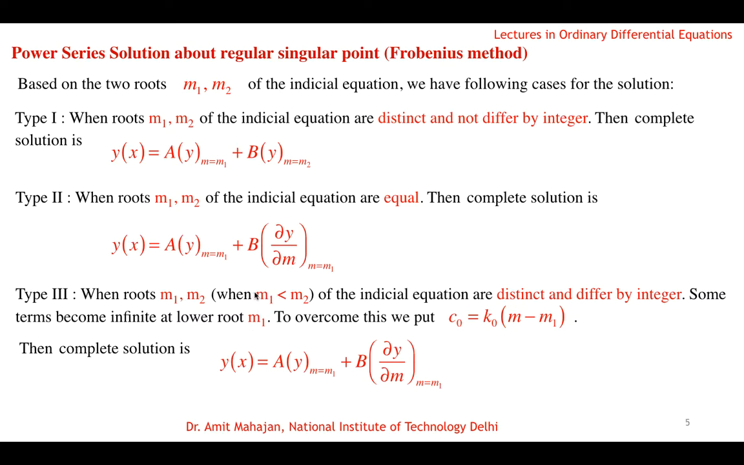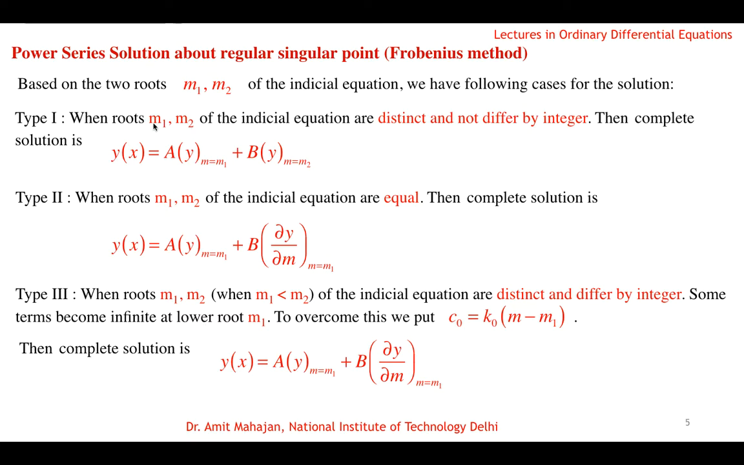Whichever is the smaller root, at that root some terms of the infinite series become infinite. To overcome this, we put the constant c naught as k naught times (m minus m1), where m1 is the lower root. Once we substitute this, we can calculate the solution y at m equal to m1, the lower root, plus the other as the derivative of y with respect to m at m equal to m1, and their linear combination will be the complete solution. So these are the three cases.